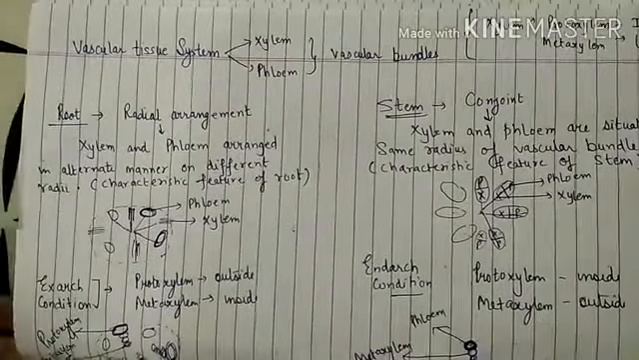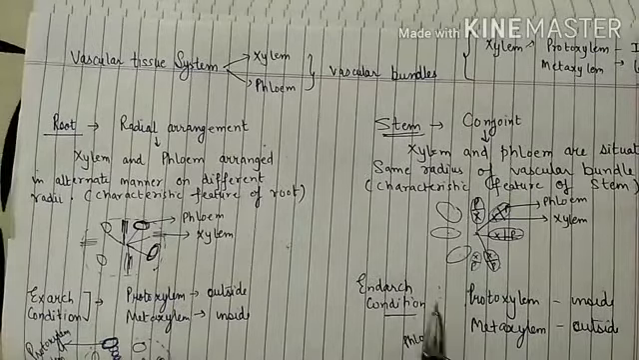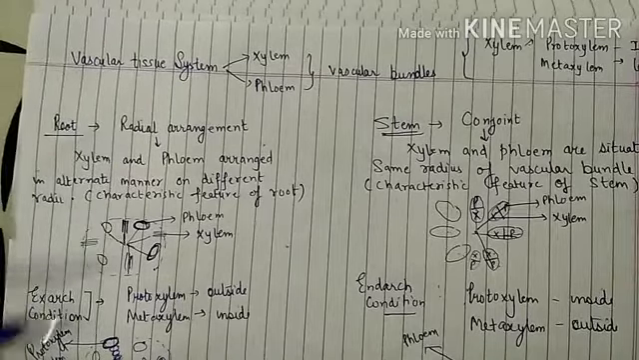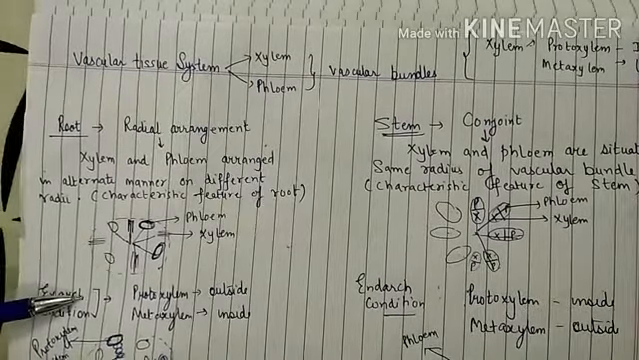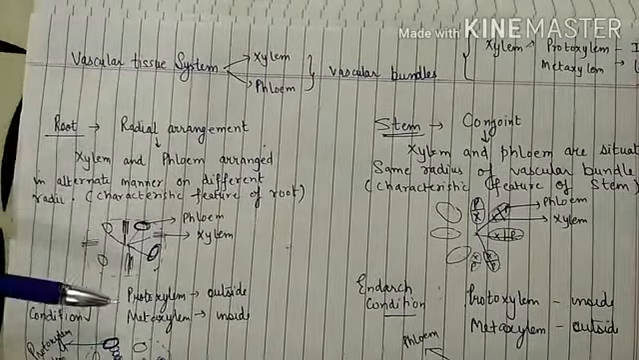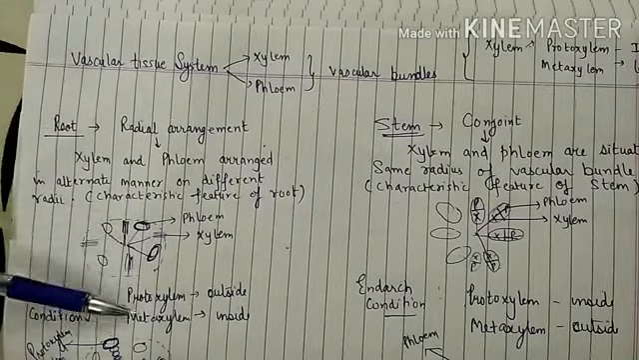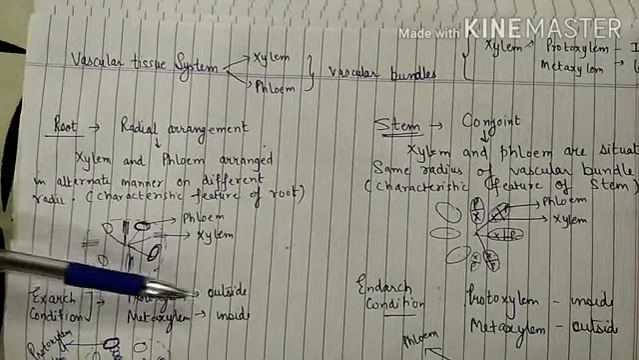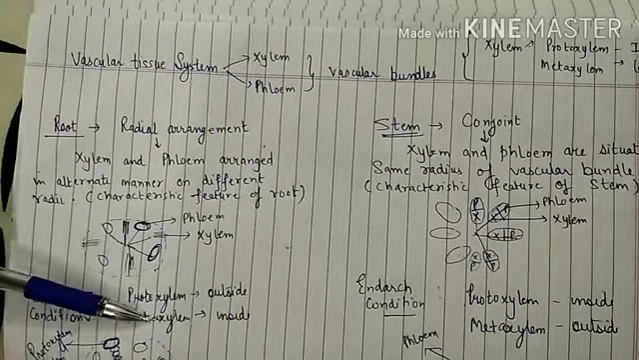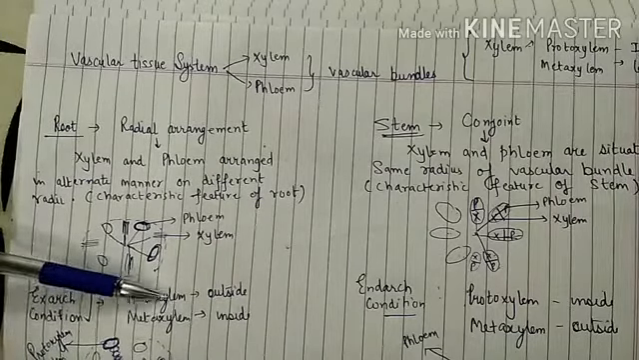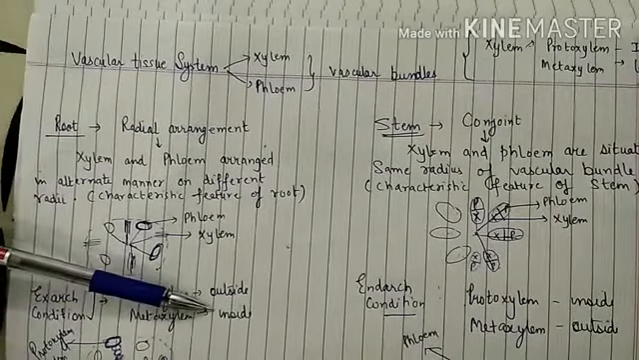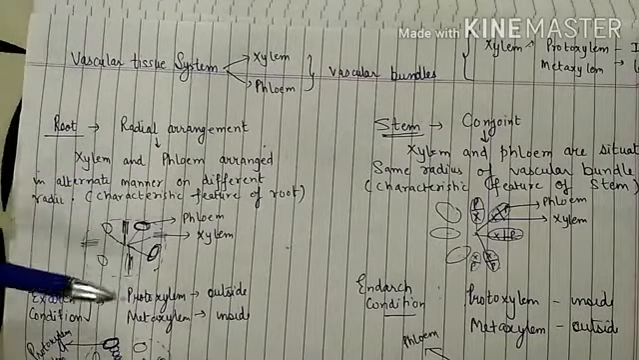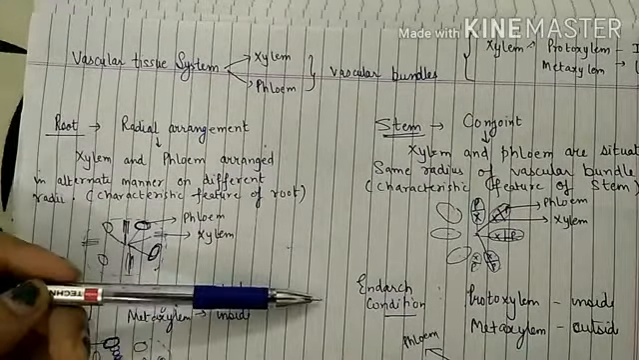And another thing you should remember before studying the anatomy of plants, in roots you will find that there is an exarch condition of vascular bundles. Exarch condition of xylem means the protoxylem, which is formed first, is present outside. However, the metaxylem, the later formed xylem, is present inside. When we study the internal structure of root and stem, you will find this exarch condition and endarch condition.